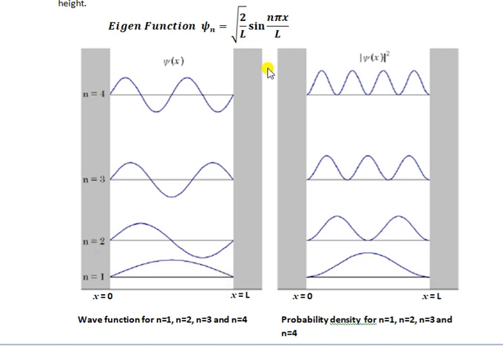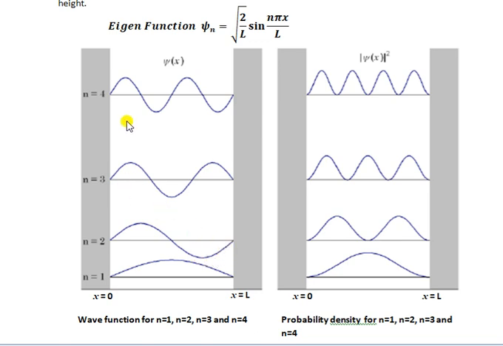For n equal to 2, it becomes sin 2 pi x upon L. So when x equal to 0, wave function is 0. When x equal to L, it becomes sin 2 pi, wave function is again 0. And when x equal to L by 2, 2 cancels with 2, so it becomes sin pi, which is also 0. So for n equal to 2, the shape of the wave function is like this.